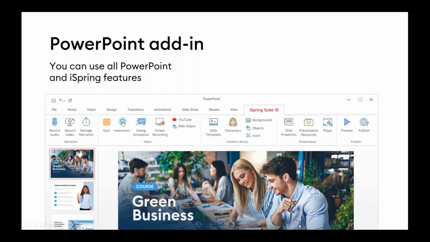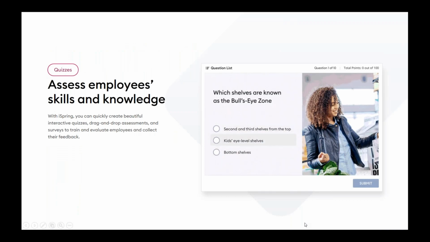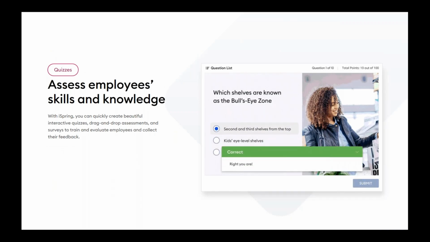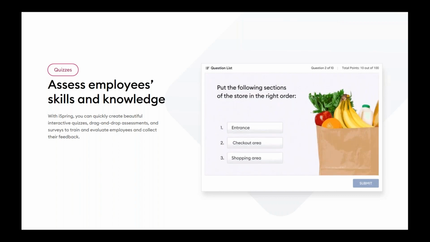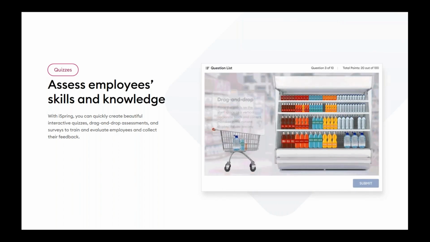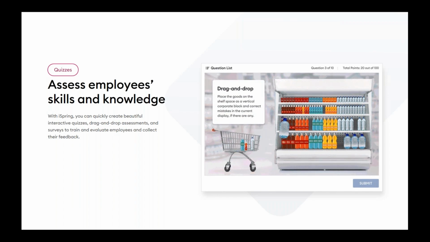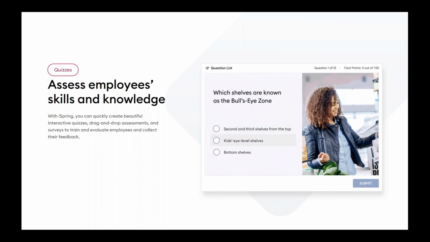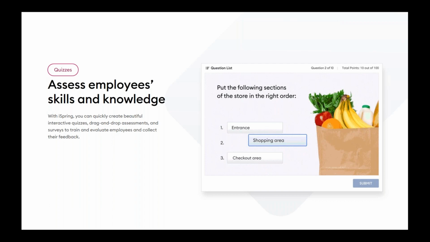Let's begin with the first interactive element, quizzes. iSpring Quiz Maker allows you to quickly build assessments using ready-to-go question templates. Multiple choice, true or false, essay, and my favorite, the drag and drop question. It gives you almost unlimited possibilities to create effective and pleasant looking assessments. And it's also super easy to use. You can set up custom scoring and evaluate learners' progress online.